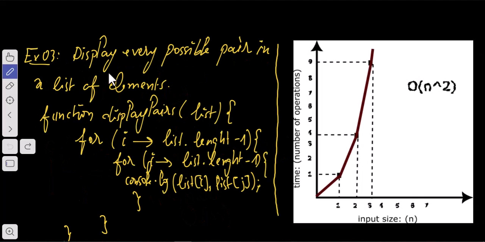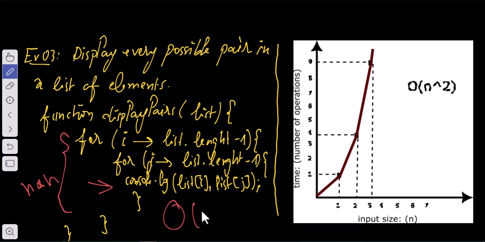In this example, we want to display every possible pair in a list of elements. For that, we have a nested loop here, or two nested loops, which means that this instruction gets executed n times n. Therefore, the time complexity for this algorithm is denoted by O of n squared, which means that the execution time for this algorithm is proportional to the square of the input size, and we often refer to this type of time complexity as quadratic time complexity.